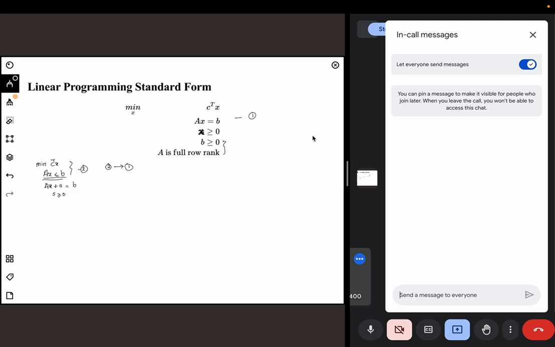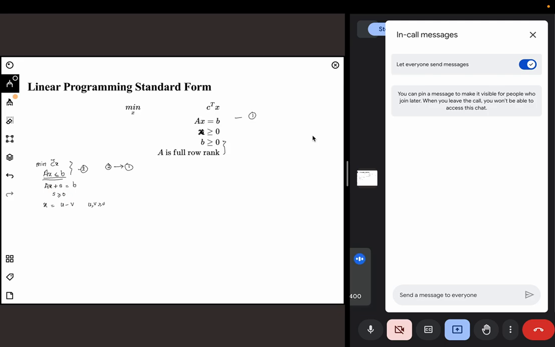So what I do is I'll introduce something like x equals some u minus v, where u comma v are both greater than or equal to 0. So depending on which one of them is larger, x can be positive, negative, whatever it is. But the moment I do this transformation, you can see how this comes up.